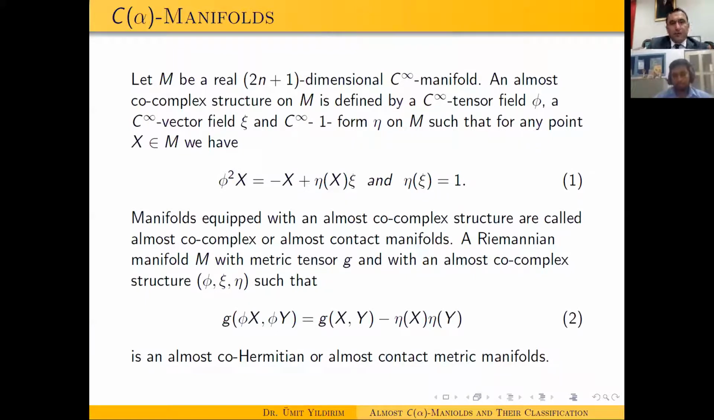an almost contact structure on M is defined by a C infinity tensor field phi, a C infinity vector field xi, and a C infinity one-form eta on M such that for any point X in M, we have equation 1: phi squared X equals minus X plus eta(X) xi, and eta(xi) equals 1. A manifold equipped with an almost contact structure is called an almost contact manifold.